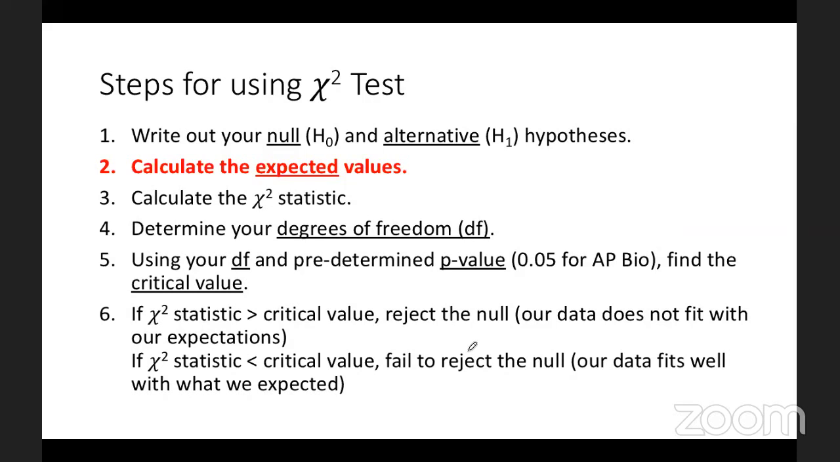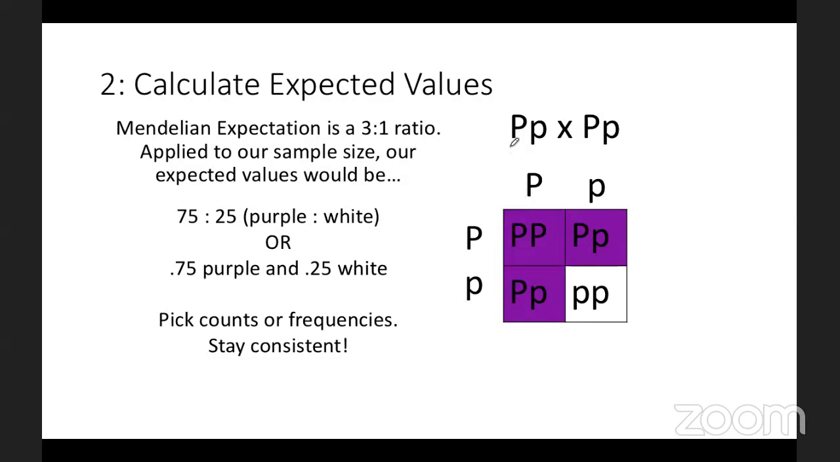Okay, the next step is to calculate the expected values. For Mendelian inheritance, how do we figure out expected values? How do we predict what we would expect in the F1 generation? We use a tool called a Punnett square, right? So if we are taking 2 heterozygous parent plants, we can set up our Punnett square like this. I'm not going to walk you through the Punnett square, but our expectation would be that there were 75% purple plants and 25% white plants. Or, if we were growing 100 flowers, which I think is what the prompt said, we would expect to see 75 purple flowers and 25 white flowers, right?